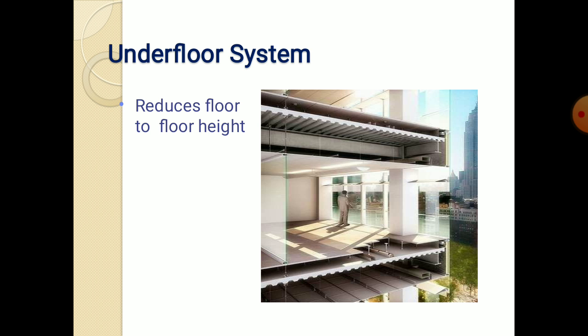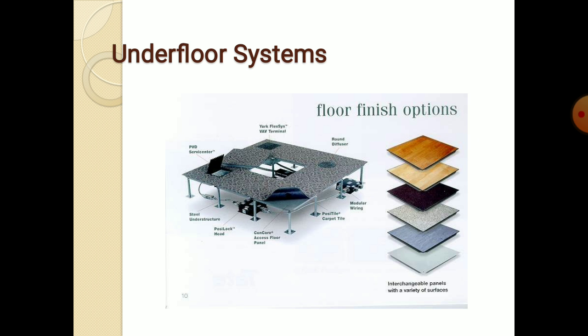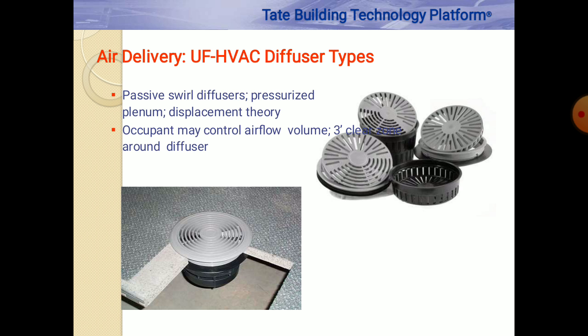Underfloor system. So the figure shows underfloor system which reduces floor to floor height. So this is the underfloor system. Air delivery HVAC diffusers. These are the diffusers which are considered as passive self diffuser or pressurized plenum where displacement theory can be easily used. So these fans are situated inside floor so that occupant may control airflow volume around that diffuser.